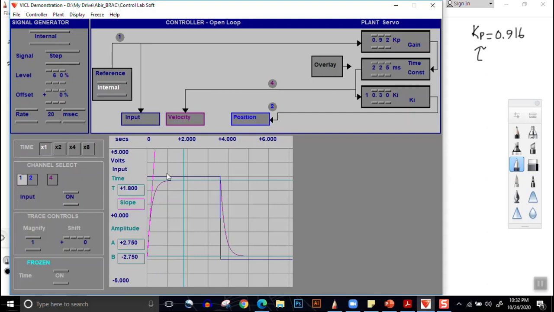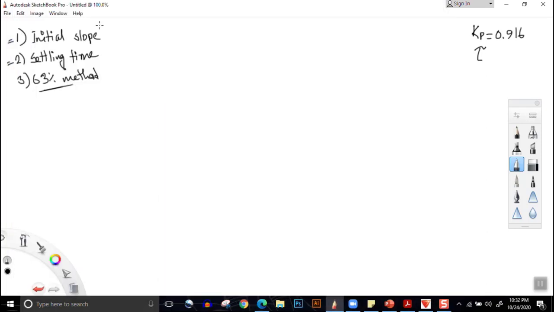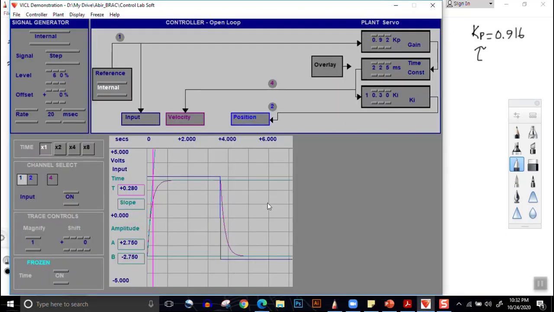Now, this slope will intersect with the input curve at one position. Let us click this time variable, and if we click it here, this is the position where the initial slope line intersects with the input curve, and this is 0.28. So in this initial slope method, our time constant is 0.28, that is 280 milliseconds. So by the initial slope method, we get 280 milliseconds.